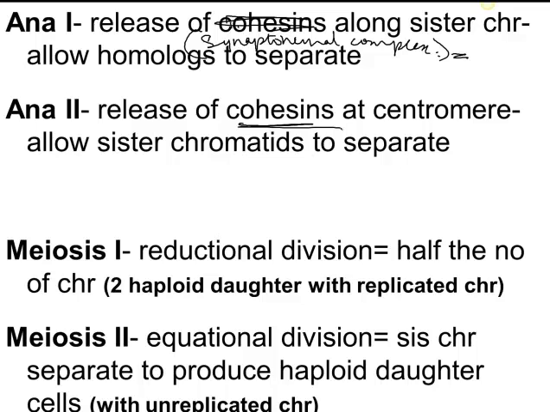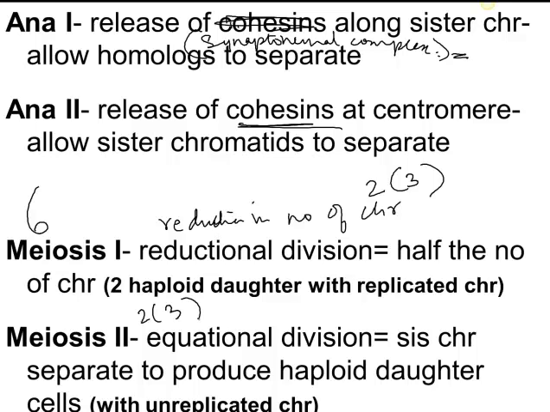Okay, meiosis 1, you have reduction division, meaning reduction in the number of chromosomes. So if you started with 6, you end up with 2 copies of 3. In meiosis 2, equational division similar to mitosis. So you start with 2 copies of 3, you end up giving them 3 separately. That's all.